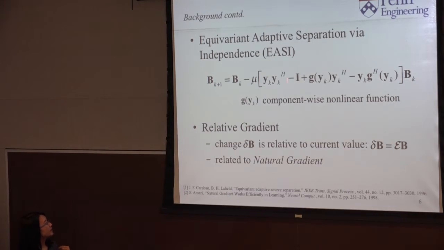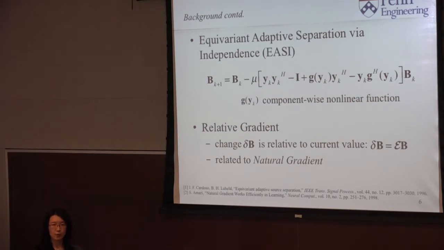So the idea of the EASI algorithm is based on relative gradient. The general idea of relative gradient is that the change delta B, which is the whole term here, is relative to the current value, because there is a matrix B there. That means if the algorithm is far from steady state, then this term should be relatively large. Then with a relatively large epsilon, we make a large change based on the current value. But if the algorithm is close to steady state, then the epsilon is small and the change is small.